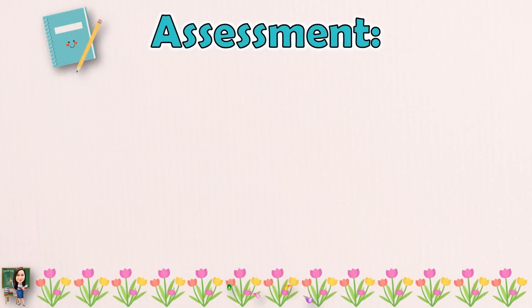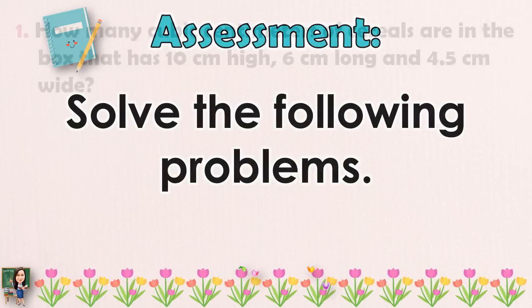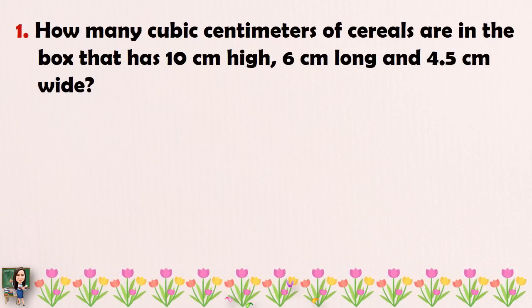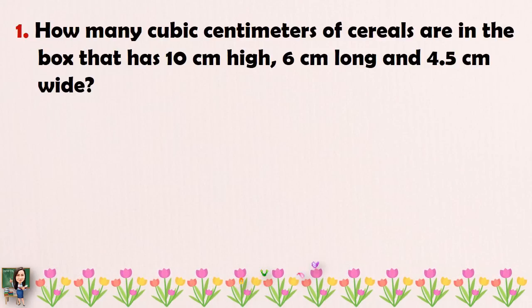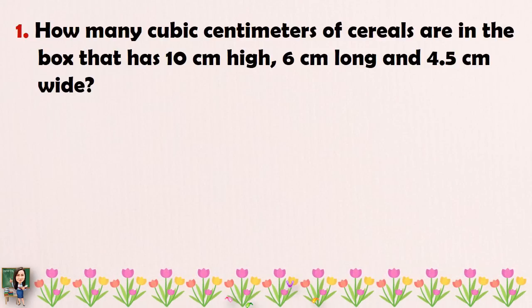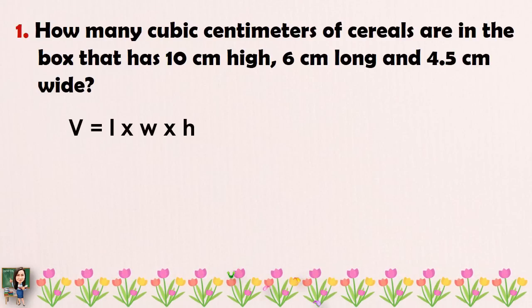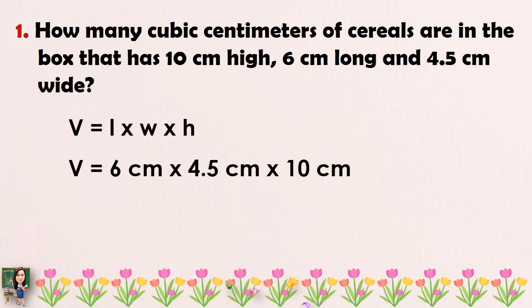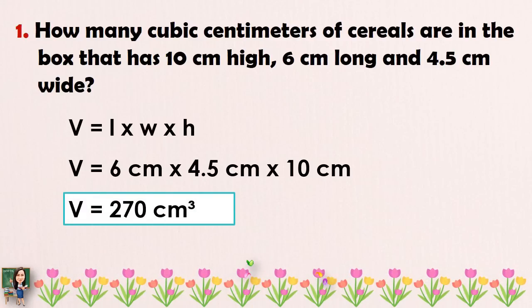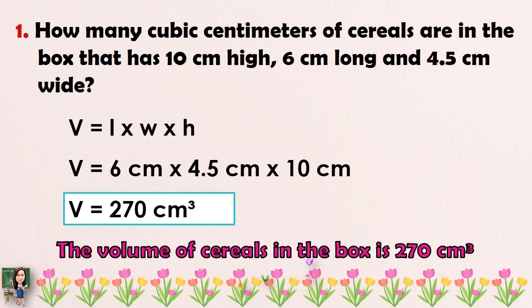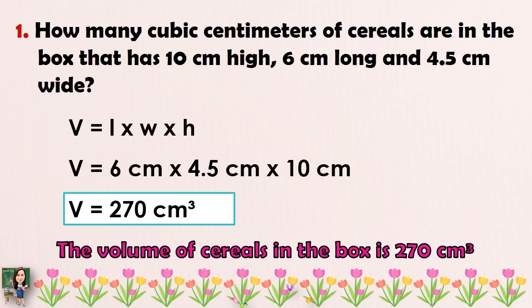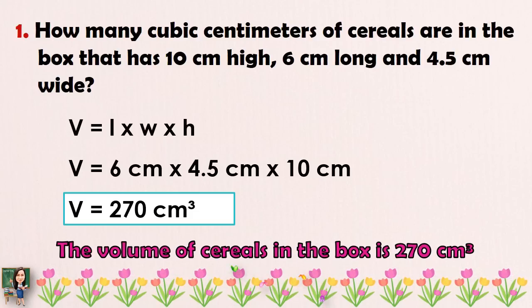For the assessment, solve the following problems. Number 1. How many cubic centimeters of cereals are in the box that is 10 cm high, 6 cm long, and 4.5 cm wide? Use this formula, where the length is 6 cm, the width is 4.5 cm, and the height is 10 cm. 6 times 4.5 times 10 equals 270 cubic centimeters. The volume of cereals in the box is 270 cubic centimeters.